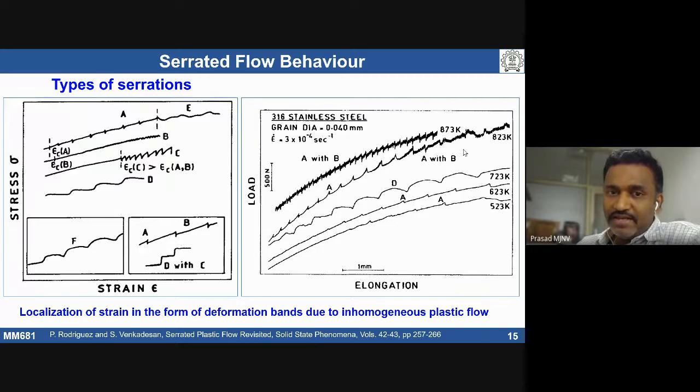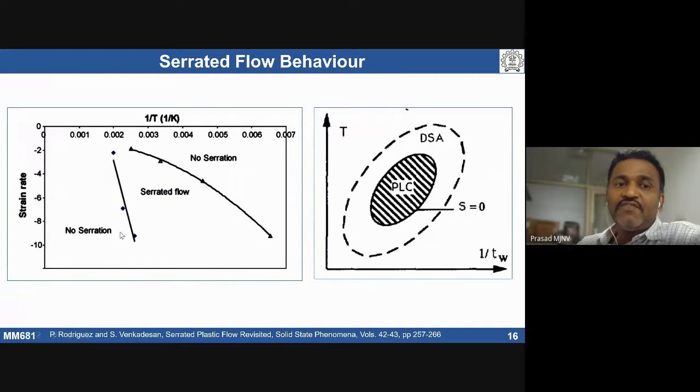My last slide: the serrated flow behavior can be seen if you plot strain rate versus 1/T, the inverse temperature. There is a window, and only within that window do we see serrated flow behavior. Above that window we may not see it, and below that window we don't see serrations in the material. The Portevin-Le Chatelier effect is a subset of dynamic strain aging, so it's not so different.